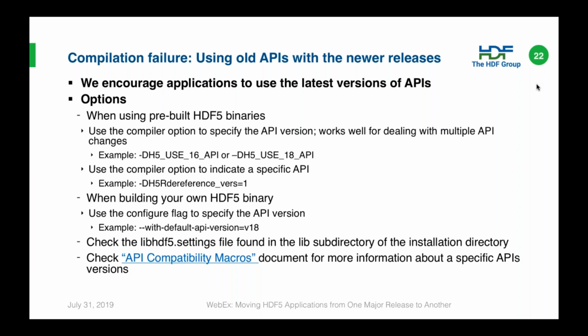We provide a compiler flag that will allow you to use the version of the API your application uses. And examples are shown here. Or, if you build your library yourself, you can configure the library with the API version you want, like here with default API version 1.8. And in the libhdf5 settings file that you can find when you install the library or when you grab our binaries, in the lib directory, towards the end of this file, you will see which default API version the library was built with.